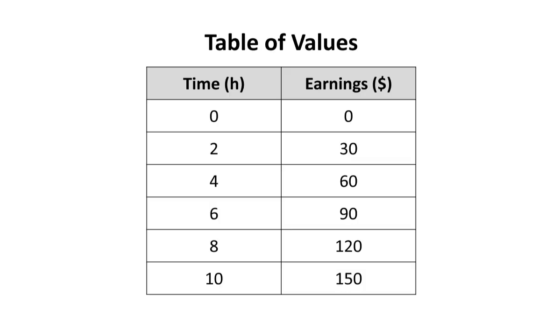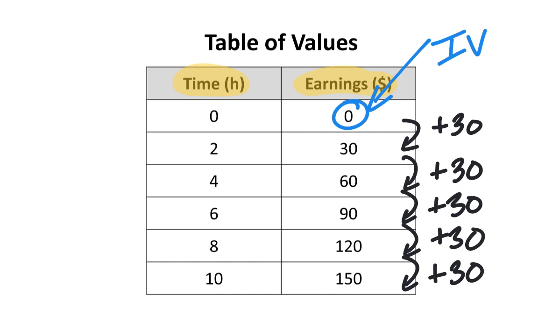In this table of values, we have time in hours and earnings in dollars. As you can see, the more hours you work, the more money you make. The initial value is $0, since that is the initial amount of money you have when you've worked 0 hours. However, the rate of change is a little bit more complicated.